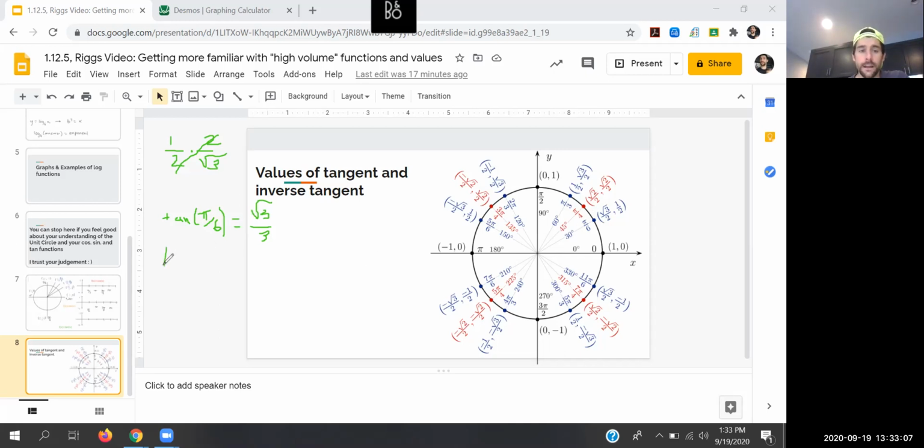And then tangent at pi over 4 is the best because it's just the same value divided by itself, because your sine and cosine values are the same there. And so that's just going to be 1. So tangent of pi over 4 is 1.